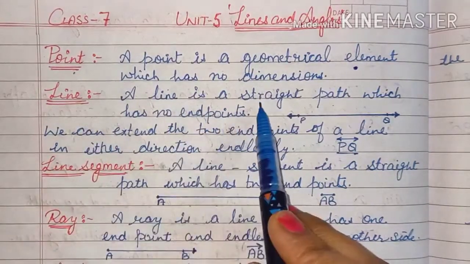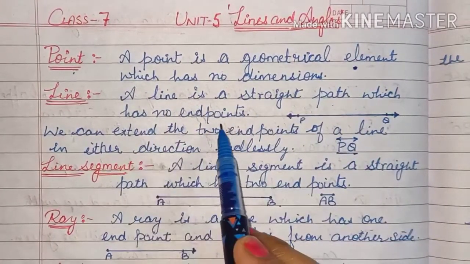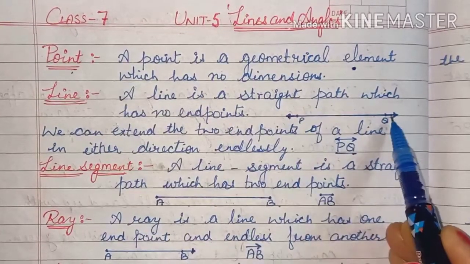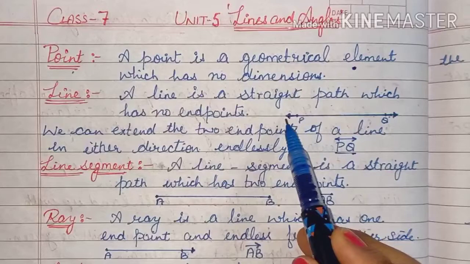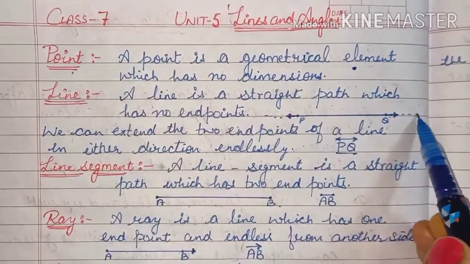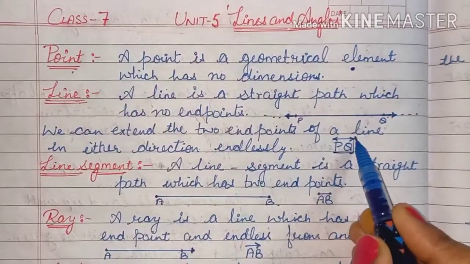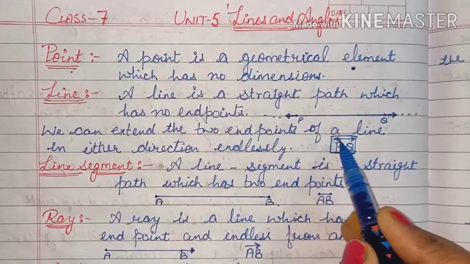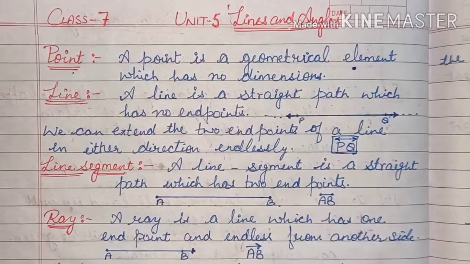Line. A line is a straight path which has no endpoints, and we can extend the two ends of a line in either direction endlessly. Okay, and we denote it as PQ, with a line and arrows on both sides.